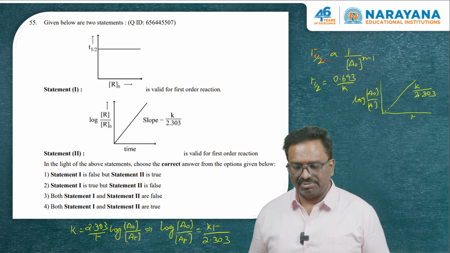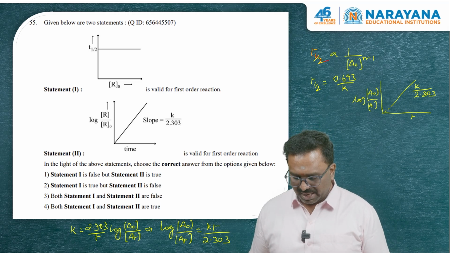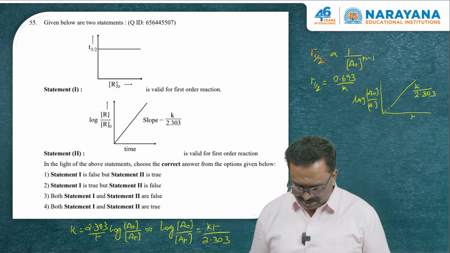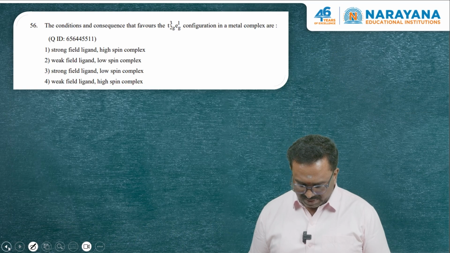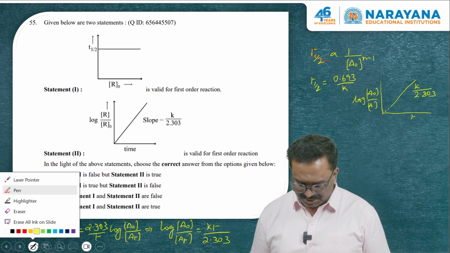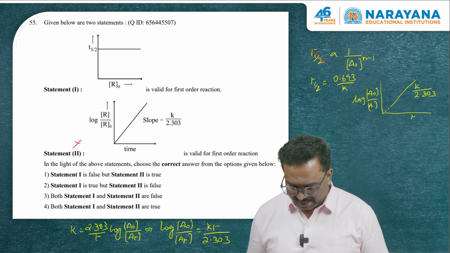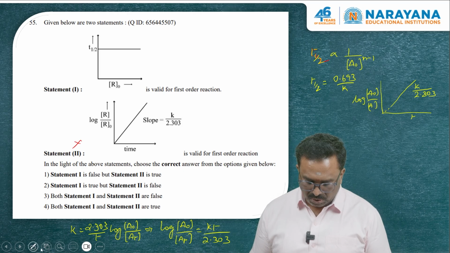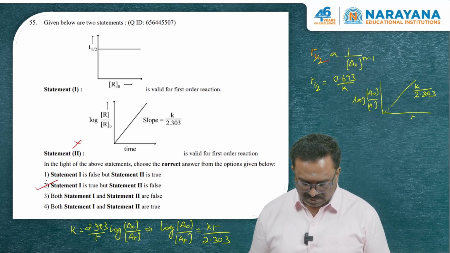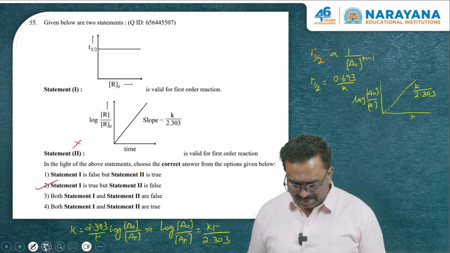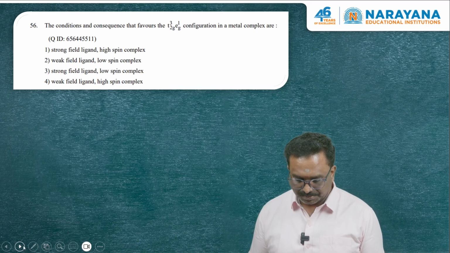But the given graph was concentration at time t by initial concentration. So here it is very clear. The graph mentioned here is not correct. The graph here is wrong. So in that respect, statement 1 is true, but statement 2 is false. So that is the second option in this given. Let me see the next one.